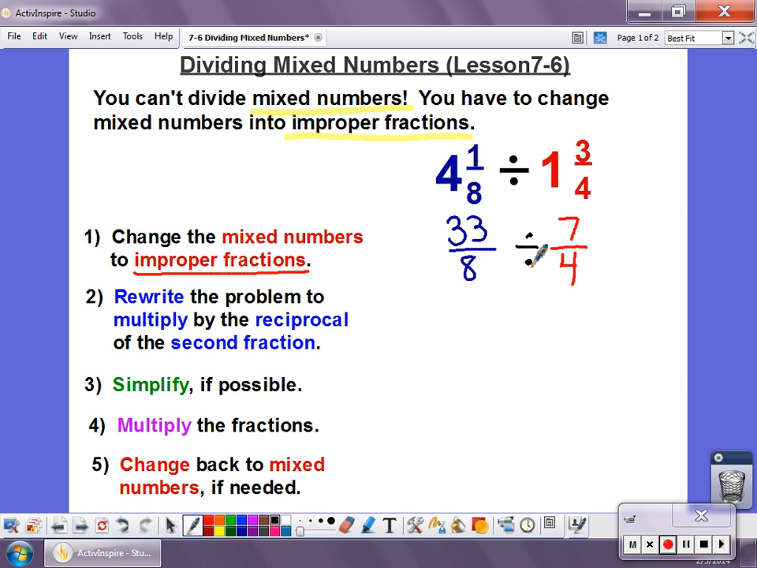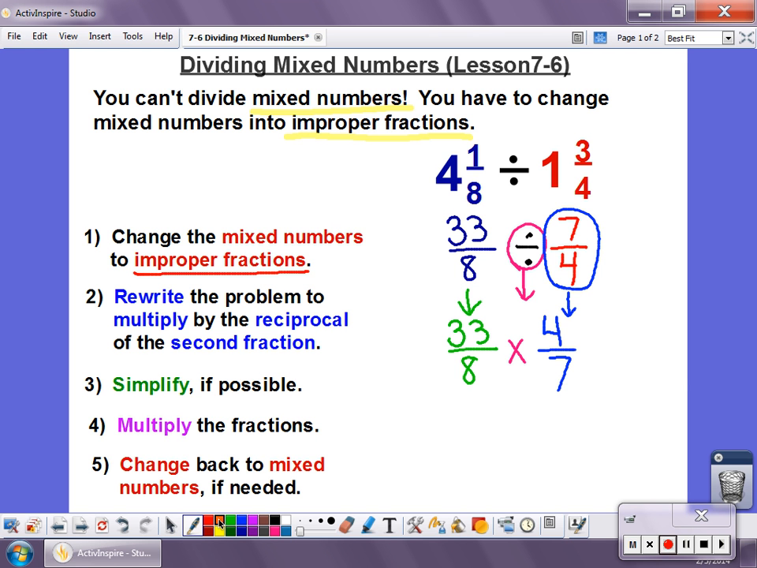Now once we get rid of our mixed numbers, this is a regular division problem. So again, we need to think about what we know about division. The first fraction stays the same, 33 over 8. We also know that our division changes to multiplication, and that our second fraction changes and we use the reciprocal.